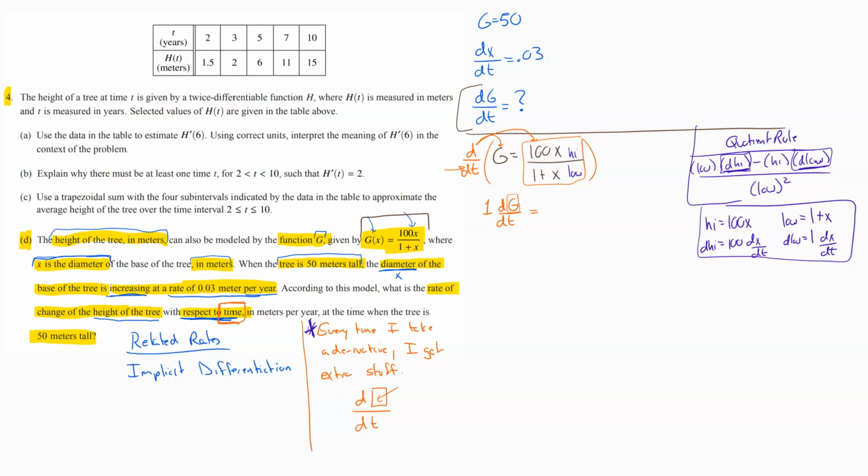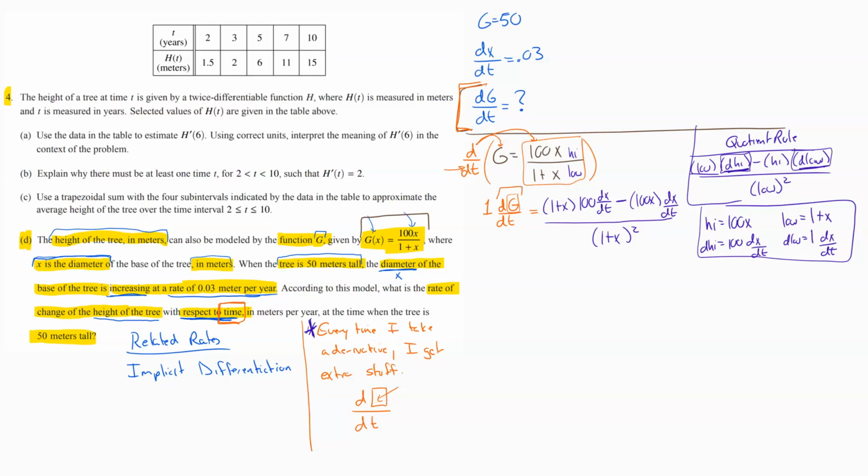So the quotient rule recipe says first go grab low. So 1 plus x. Multiply that by the d high. So 100 dx dt. Then minus, go grab the high piece, 100x. Multiply that by the d low. I don't really need the 1 there, so I'm just going to call that dx dt. And all of that is over the low squared. So once I've finished up my derivative, now I can see that what I'm looking for, dg dt here, that's this side. Okay, so I've got dg dt equals.